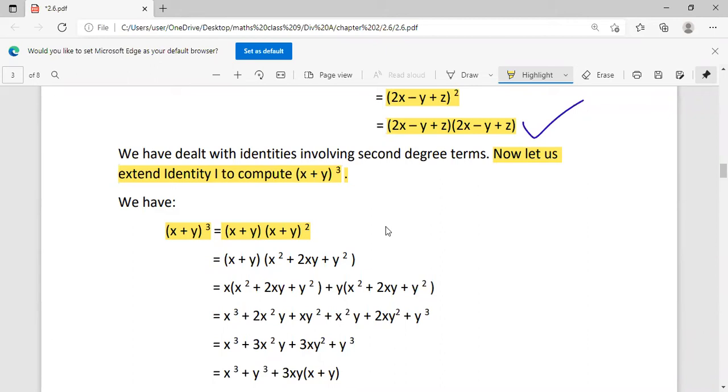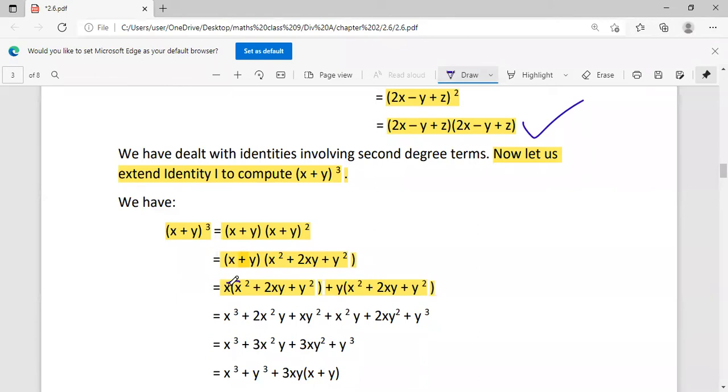Okay, fine. So now we can expand x plus y whole square. We are just expanding x plus y whole square as x squared plus 2xy plus y squared. Now we are opening the brackets. First, we are writing it as x into x squared plus 2xy plus y squared, and then the plus sign is there. So we have written plus y into x squared plus 2xy plus y squared.